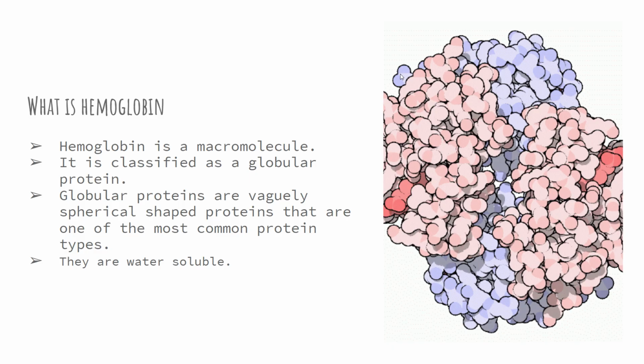Hemoglobin. What is hemoglobin? Hemoglobin is a macromolecule. It's classified as a globular protein. Globular proteins are vaguely spherical-shaped proteins that are one of the most common protein types. They are water-soluble.